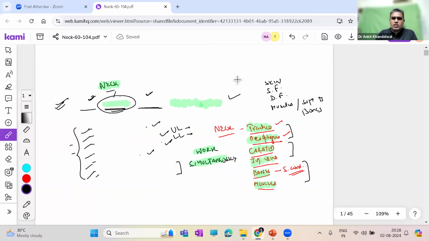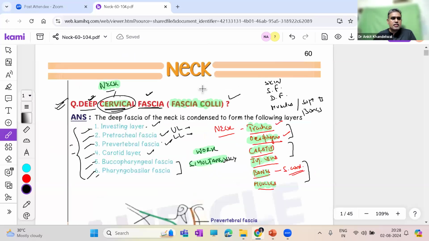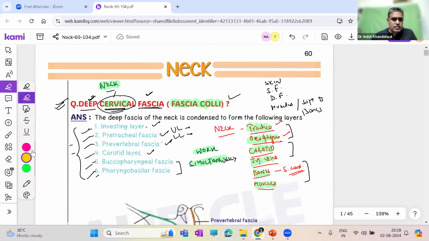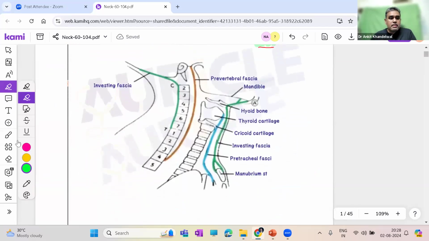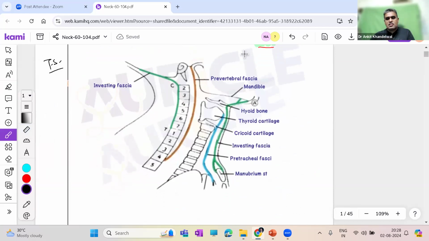Now let us go to the notes and see what other things are there in the notes that can help us around. Okay, so you've seen the 6 layers over here. Here is an image now. The previous image that you saw was a TS, transverse section. This image you're seeing is a longitudinal section.